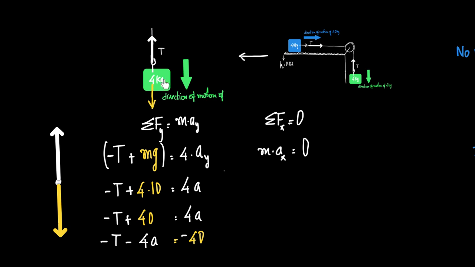Now, for the 4 kilogram body, sigma Fx is equal to 0. Why? Because this object is not moving along the x direction. There is no motion along the x axis, which means forces acting left should be equal to forces acting right. What are the forces acting? There are no forces acting along the left or the right of this body.